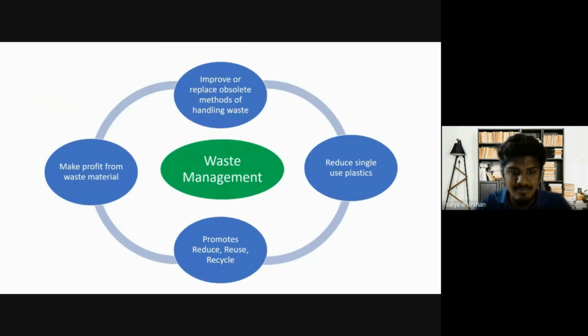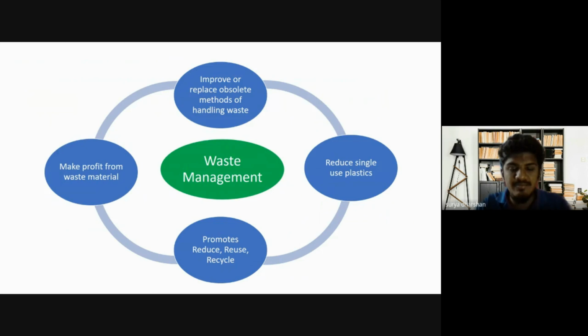Next slide. Furthermore, green technology implemented in the waste management sector also gives its unique advantages. As an example, it improves or replaces obsolete methods of handling waste, reduces single-use plastics, promotes the concept of reduce, reuse, and recycle, and even allows profits to be reaped by giving purpose to waste materials.